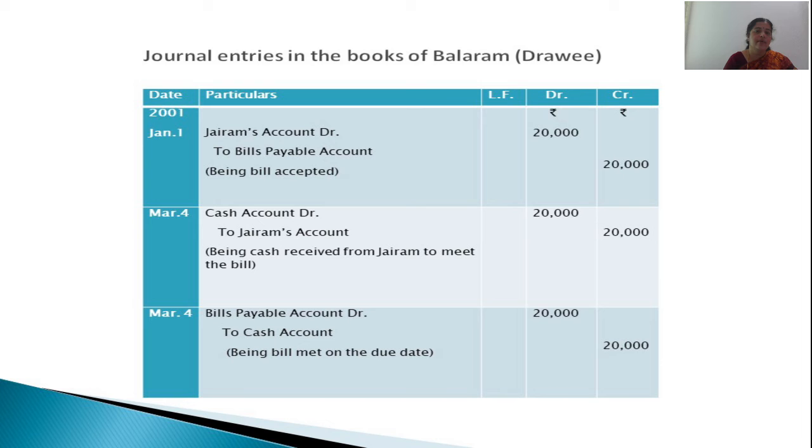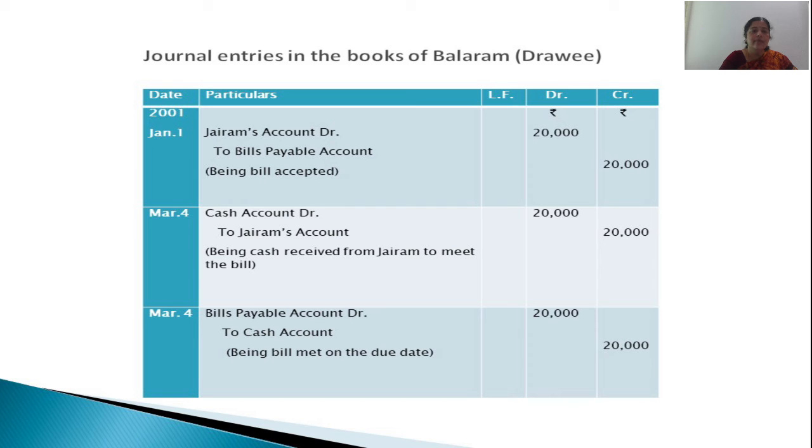We are receiving cash from him. Then who gave this cash? Jairam, the drawer of the bill, gave it to us so that we can meet the bill. So to Jairam's account credit the giver 20,000. Then on the same date, the bill is presented to us by Jairam's banker and we honored the bill. That is the entry we have to pass on the due date itself. Bills payable account debited, we are receiving the bill from Jairam's banker, debit 20,000, we are paying full cash, to cash account 20,000.